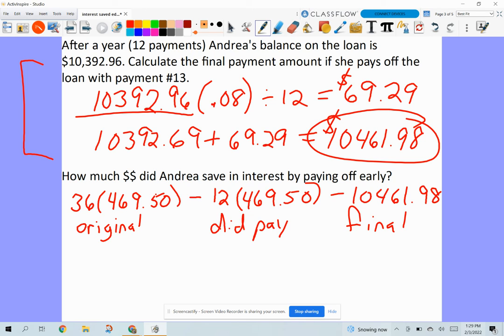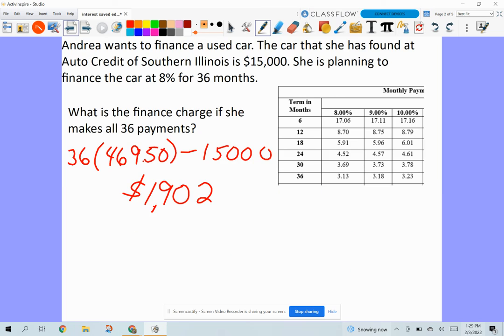So if we just type this in, start at the 36 and go all the way across, right? And you can do this on your phone. I've got my calculator on my phone. 36 times 469.50 minus 12 times 469.50 minus that last lump payment of $10,461.98. She saved $806.02.